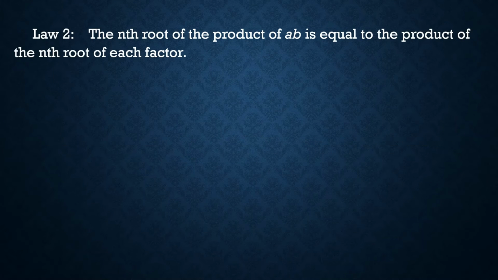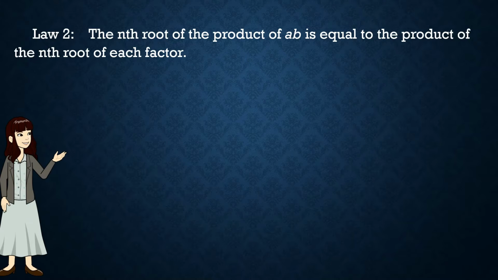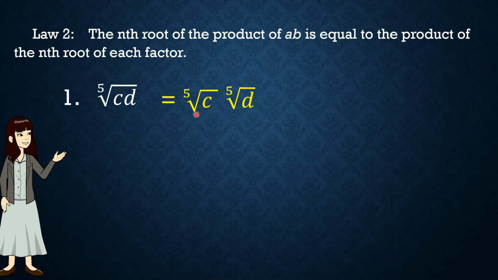Okay, here are the examples of law number 2. The nth root of the product ab is equal to the product of the nth root of each factor. Number 1, the fifth root of cd. We can write this as the fifth root of c times the fifth root of d.